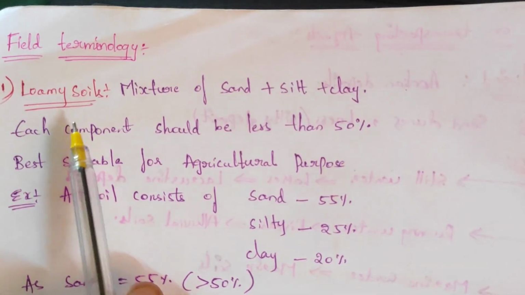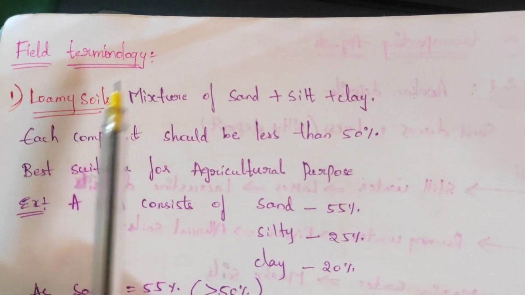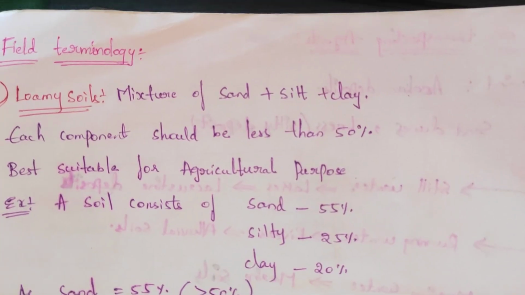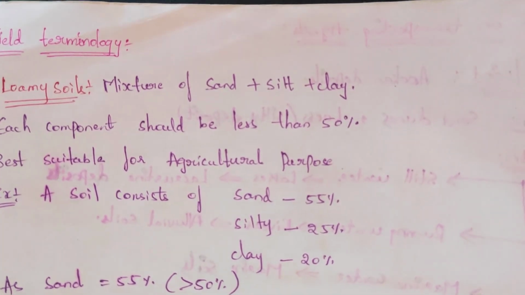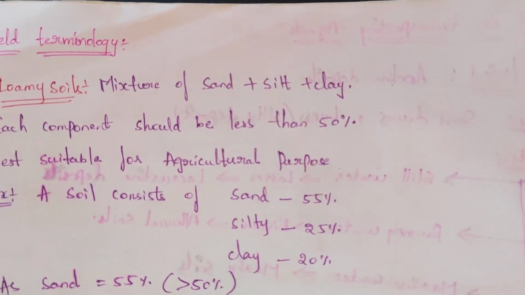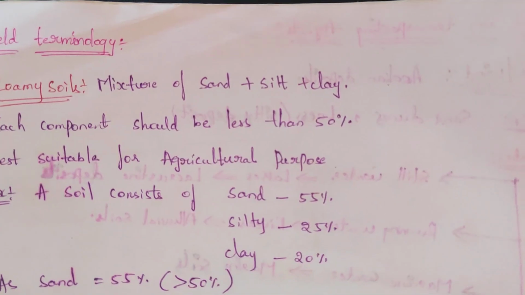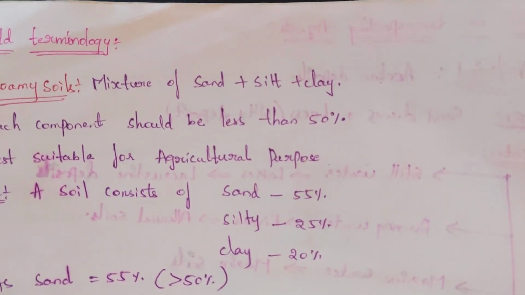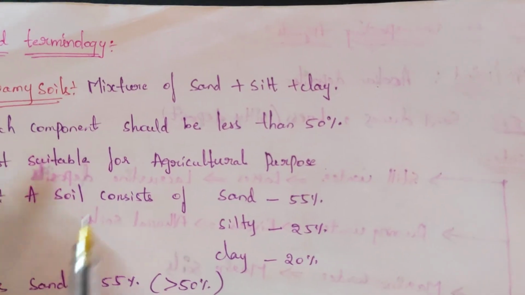Next one, coming to the field terminology, that is types of soils. There are 5 types of soils. Those are loamy soils, moram, that is red soil, warwood clay, black cotton soil, and bentonite clay. So first one, we will be learning about the loamy soil.